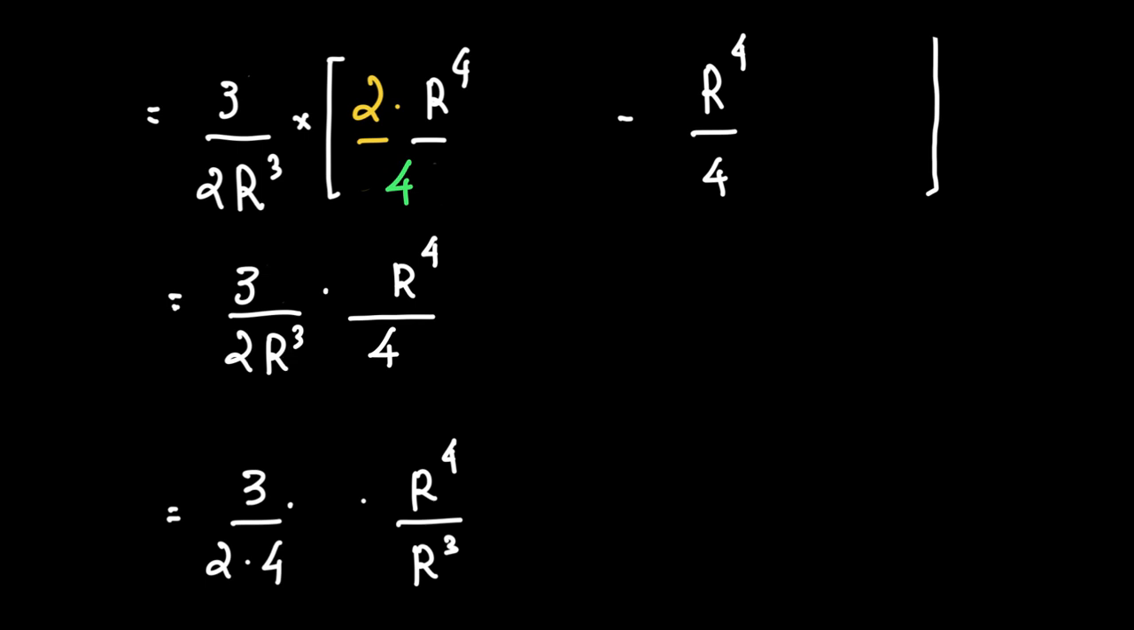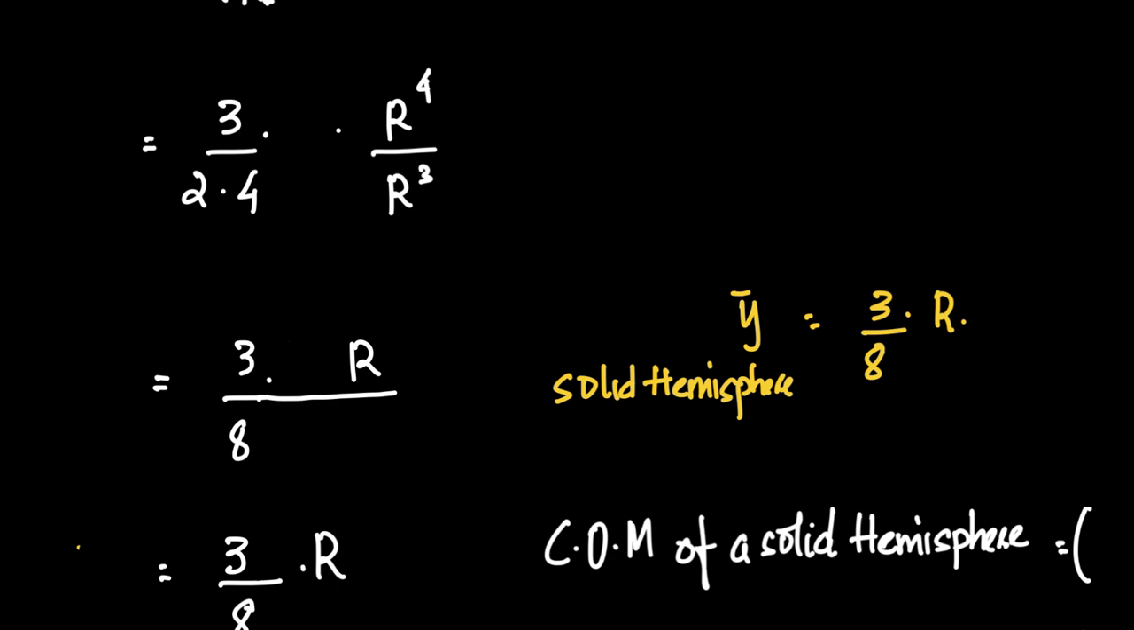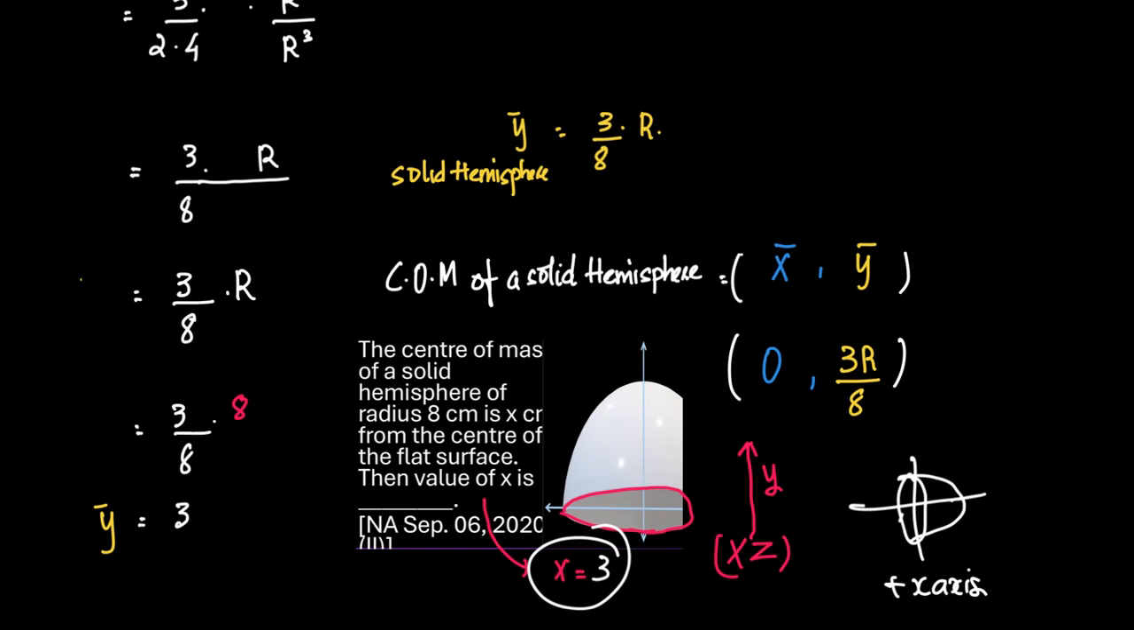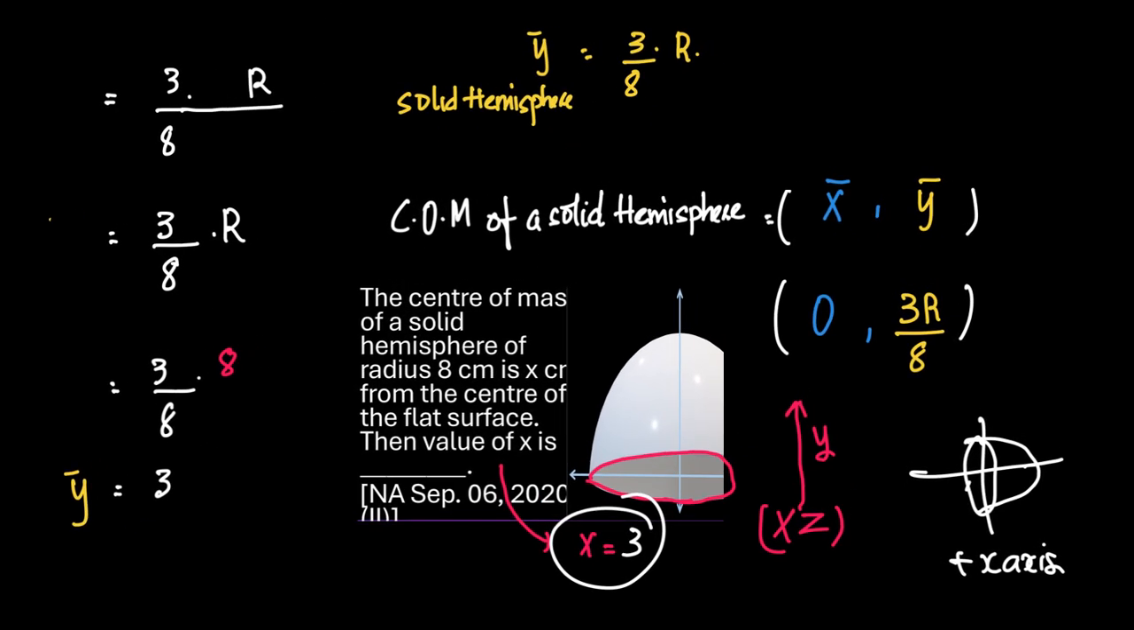Now I've grouped r raised to 4 and r cube here, with 3 by 2 into 4. So this becomes 3 by 8 into r raised to 4 by r cube, which is r, and therefore we come to the original place where we started this derivation overall. So the y bar is equal to 3 by 8 into r, and since r is equal to 8, we have y bar is equal to 3.